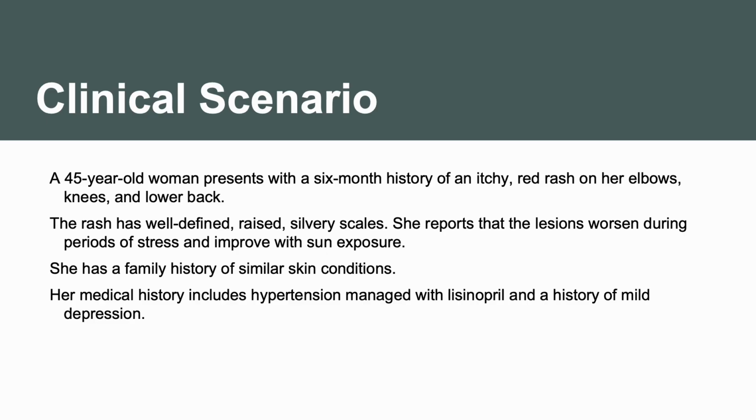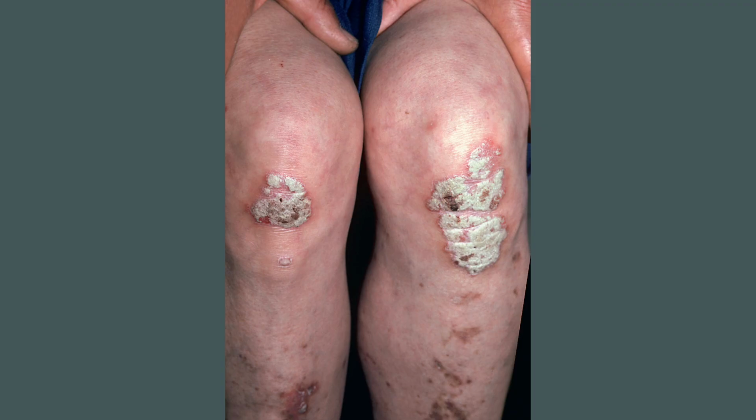Okay, now we're going to do a clinical scenario. So this is a 45-year-old woman who presents with a 6-month history of an itchy red rash on her elbows, knees, and lower back. The rash has a well-defined, raised, silvery scales. She reports that the lesions worsen during periods of stress and improve with sun exposure. She has a family history of similar skin conditions, and her medical history includes hypertension, managed with lisinopril, and a history of mild depression. Here's the clinical image, and you can see the erythematous plaques with silvery scale.